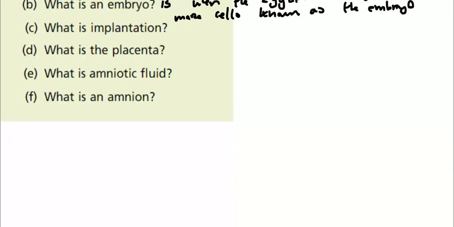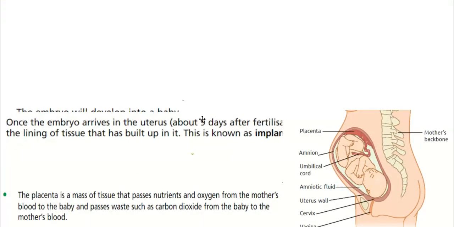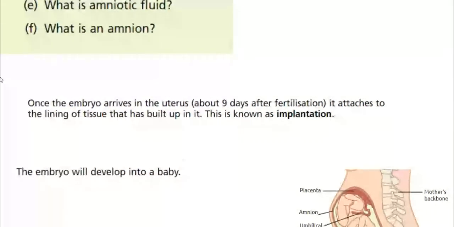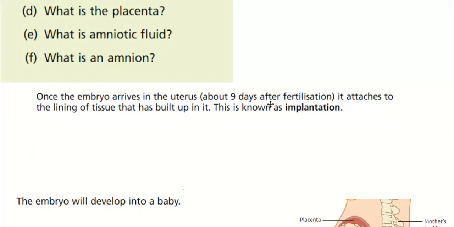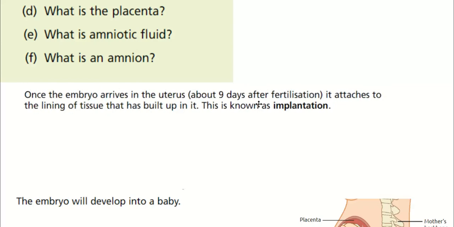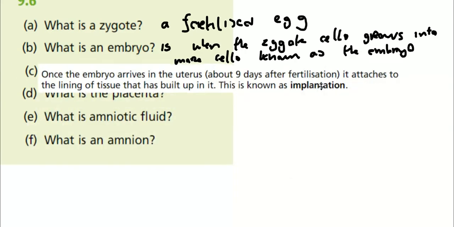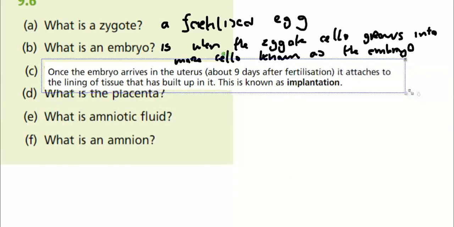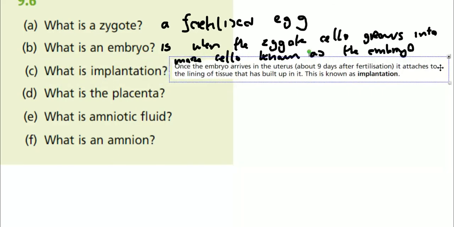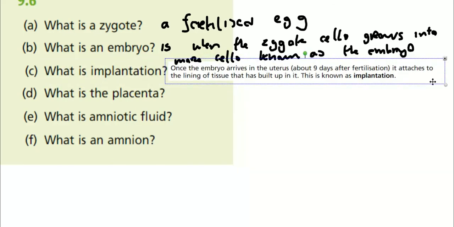Next thing, what is implantation? Once the embryo arrives in the uterus about 9 days after fertilization, it attaches to the lining of the tissue that has built up in it. This is known as implantation. So that's the answer to part C. Or implantation is when the embryo joins itself to the uterus, is another way of saying it.